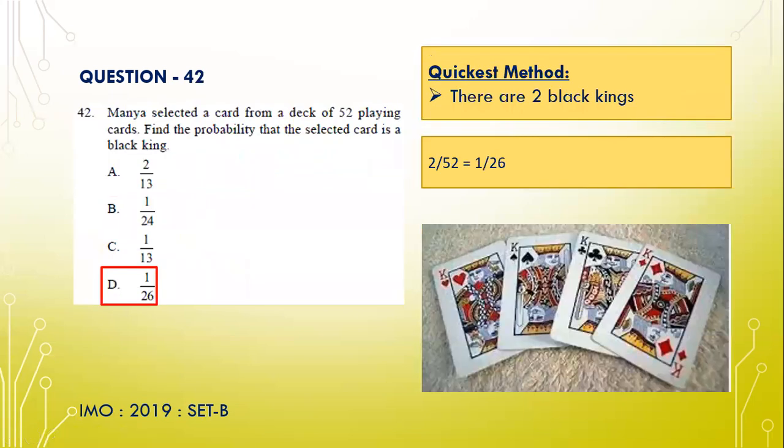Manya selected a card from a deck of 52 playing cards. Find the probability that the selected card is a black king. So how many black kings in a deck of 52 cards? 2 black kings. King of spade and king of clubs. So what is the probability? 2 upon 52, 2 upon total number of cards, which is 1 upon 26.